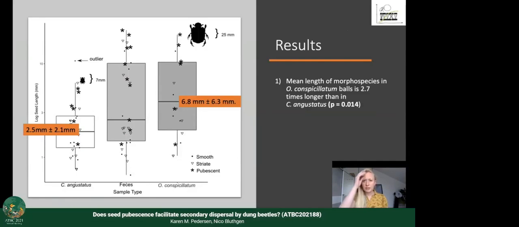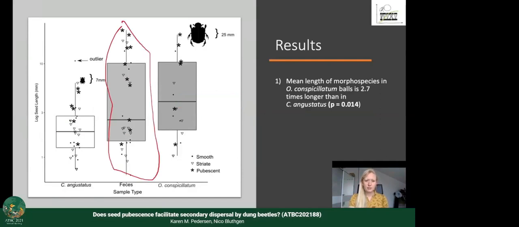Another thing of biological importance is that if we look at the size range of seeds in feces and the size range of seeds covered by both Canthon and Oxysternon angustatus in the field site, which are two of the most common beetle species, they cover the entire range of seeds we would expect to find in monkey feces, or everything but the outliers.